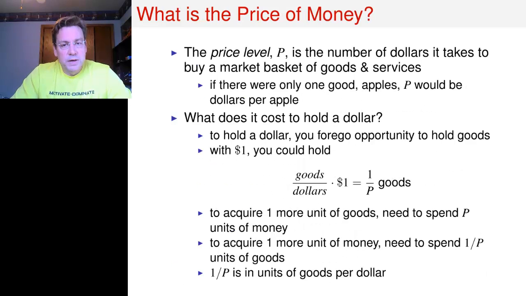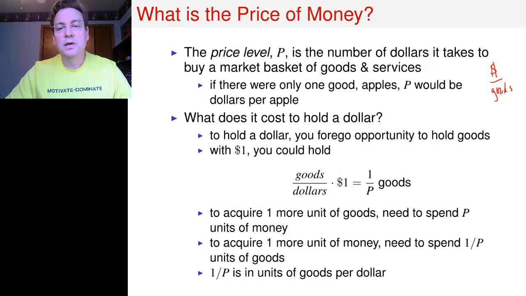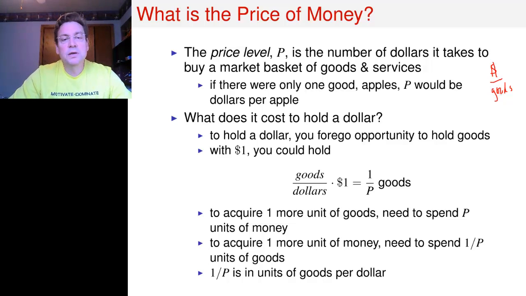What is the price of money? Well, the price level is the number of dollars it takes to buy goods. So the price level is in units of dollars over goods. Now, if there were only one good, say apples, then P would just be how many dollars it takes to buy an apple.